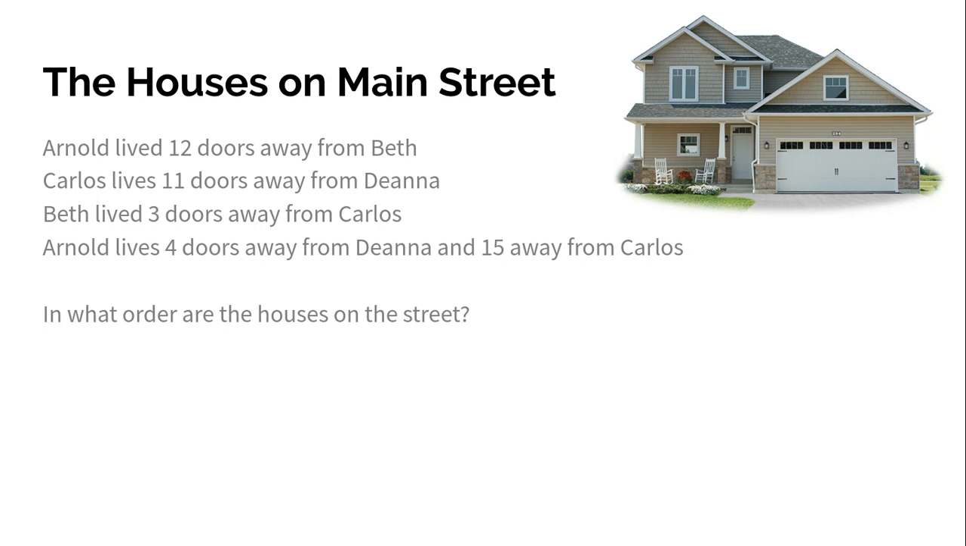All right, so they all live along the same street. We want to know how far away they actually live from each other. So we're given some information, and we also want to put their houses in order so we know which house each lives in. So here's the information. Arnold lives 12 doors away from Beth. Carlos lives 11 doors away from Deanna. Beth lives 3 doors away from Carlos, and Arnold lives 4 doors away from Deanna and 15 doors away from Carlos.